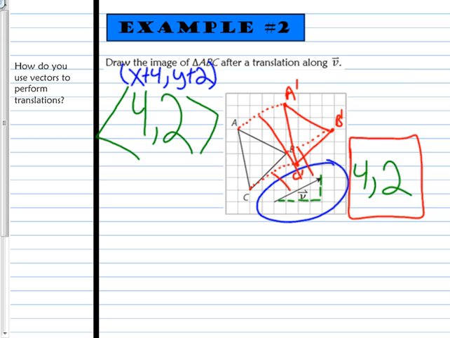So I drew the image of ABC after a translation along V. So I just translated along the vector. I figured out how many to move to the right and up, and then I copied that figure down.